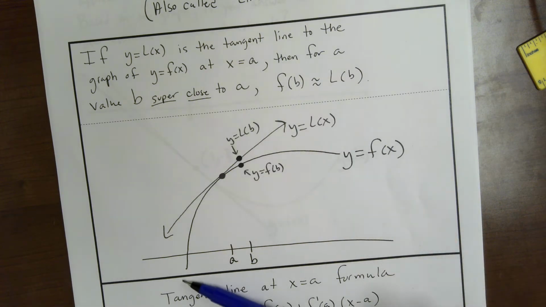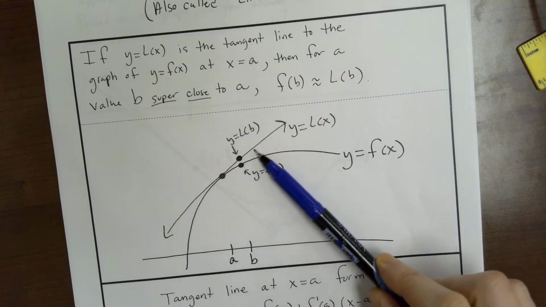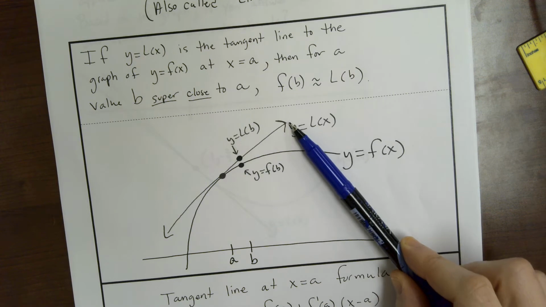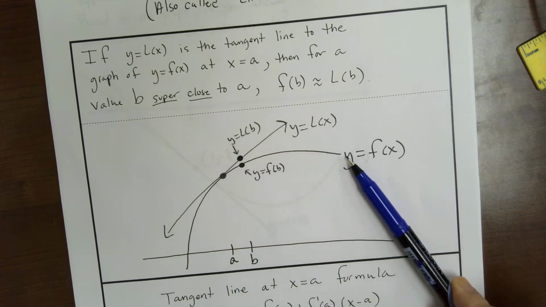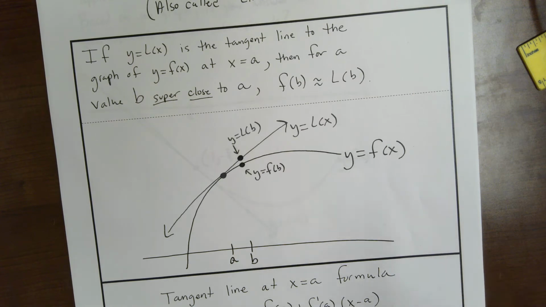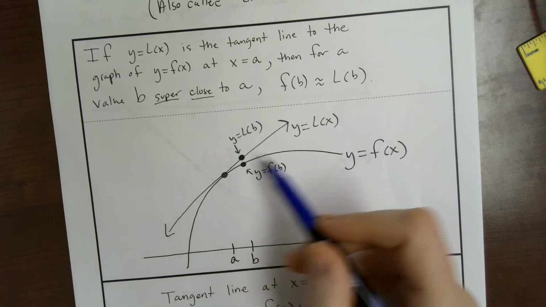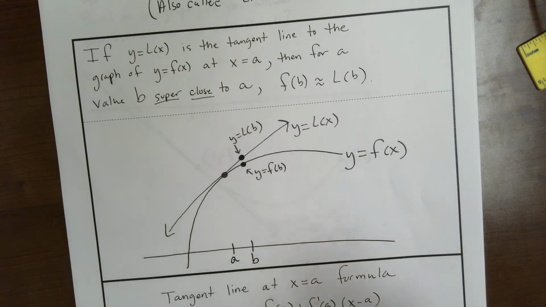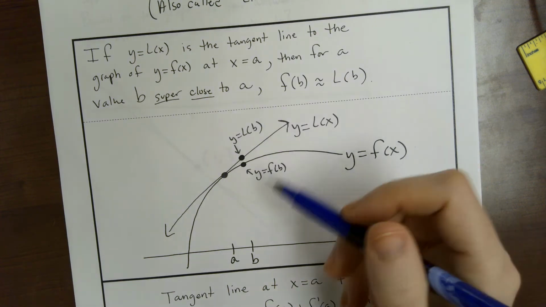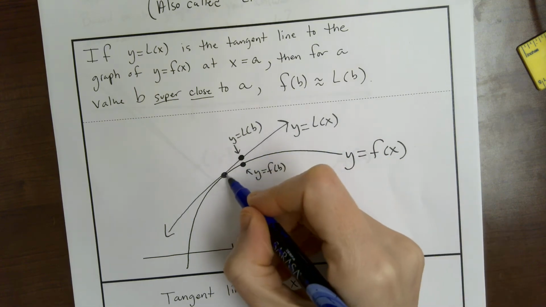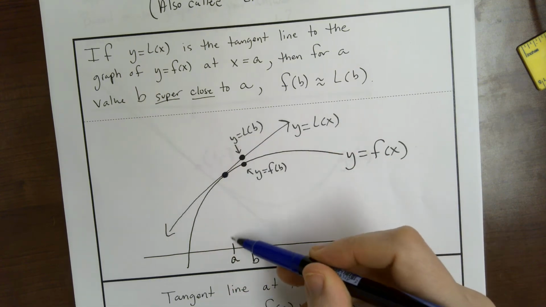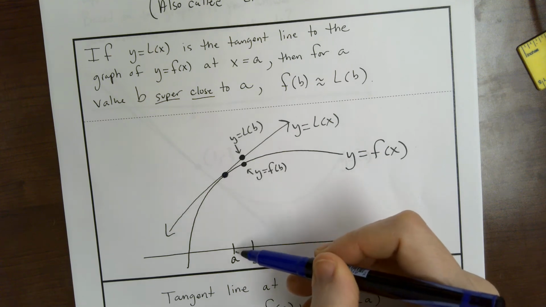So this is the tangent line, L of x, to the graph of this function, f of x. And there's going to be a different tangent line depending on the point on the original graph that you want the slope at. So this is the tangent line at x equals a. Okay, so there's the x value a.